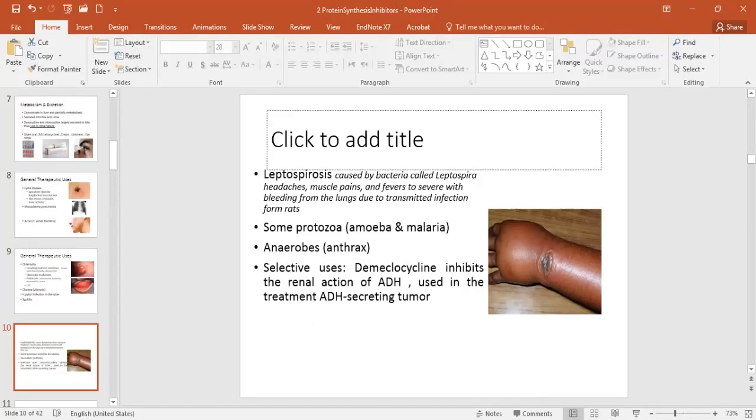Some protozoa like amoeba or malaria are sensitive to tetracycline, so it can be regarded as a drug of choice. Anaerobes and anthrax are also sensitive to tetracycline, and it can treat them. Selective uses: demeclocycline, one of the tetracycline derivatives, inhibits the renal action of ADH, antidiuretic hormone, and thus can be used in treatment of ADH secreting tumor.